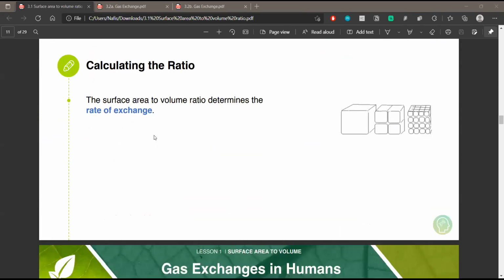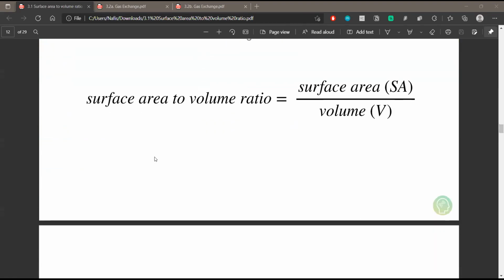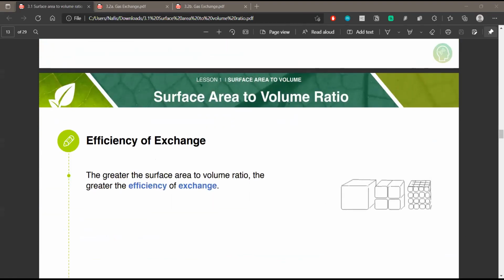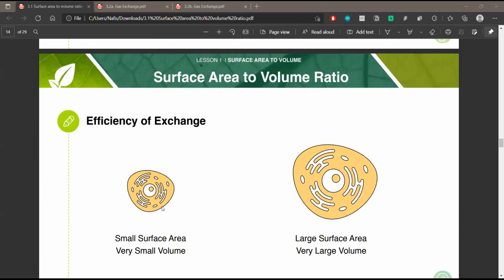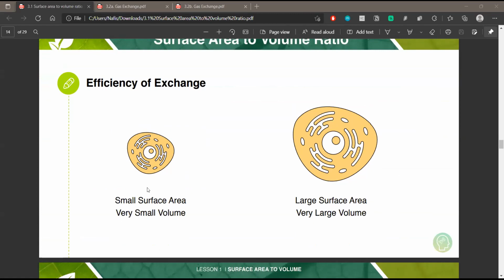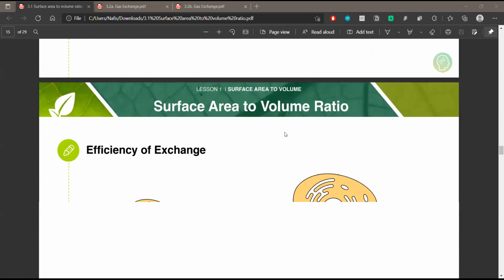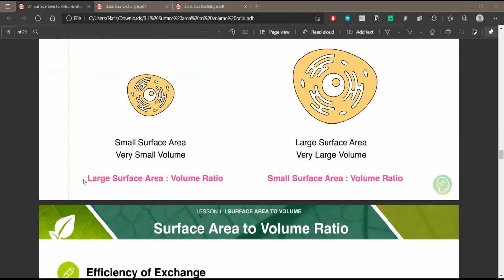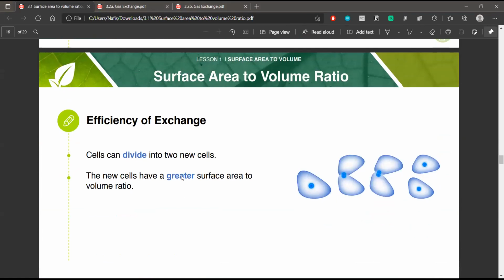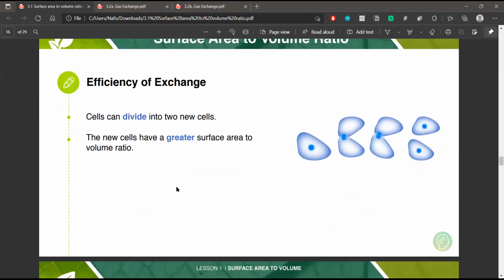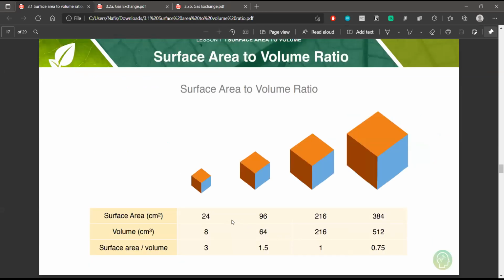The surface area to volume ratio will determine the rate of exchange. So the greater the surface area to volume ratio, the more efficient exchange is. It's really all about proportions: a large surface area to volume ratio, or a small surface area to volume ratio. Remember, cells can divide into two new cells. These cells will each have a greater surface area to volume ratio than the one original cell, as you can see from this square diagram.